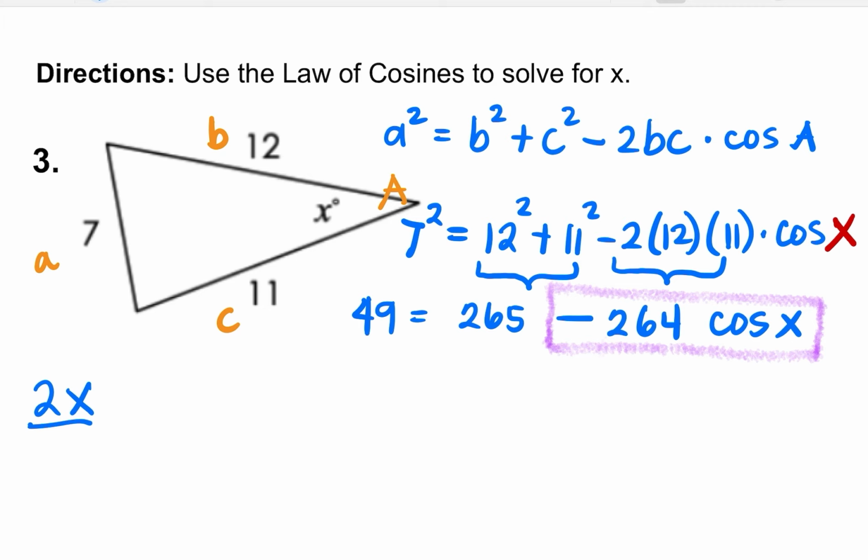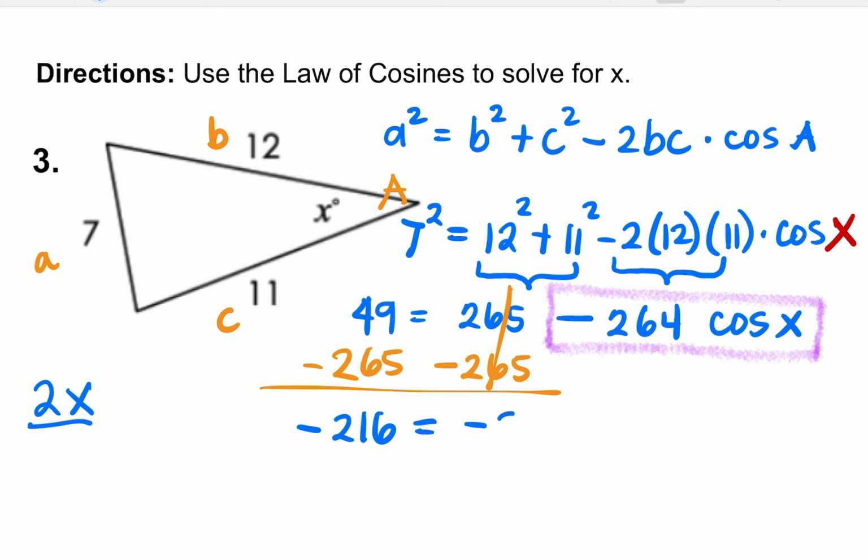Okay, so that means we need to do something first with 265. We need to get rid of 265. And in order to do that, we're going to do the inverse of 265. So that would be minus 265 on both sides. And this will give us 49 minus 265 is negative 216 equals, we're going to drop negative 264 cosine x.